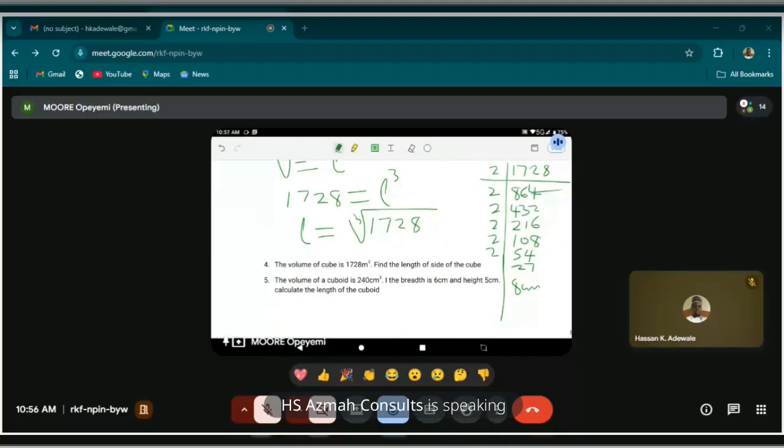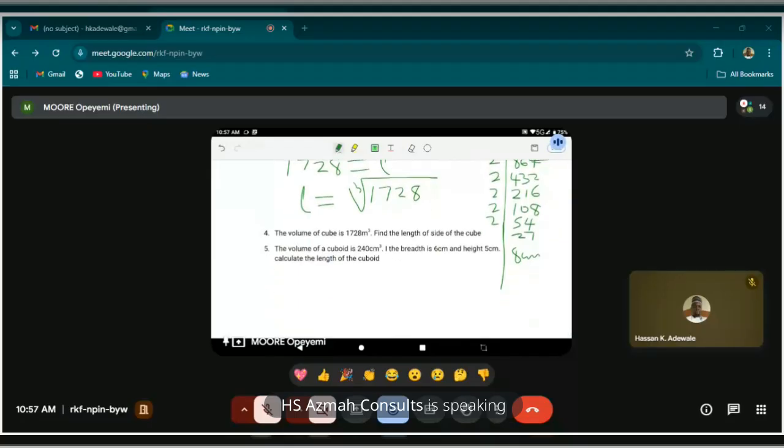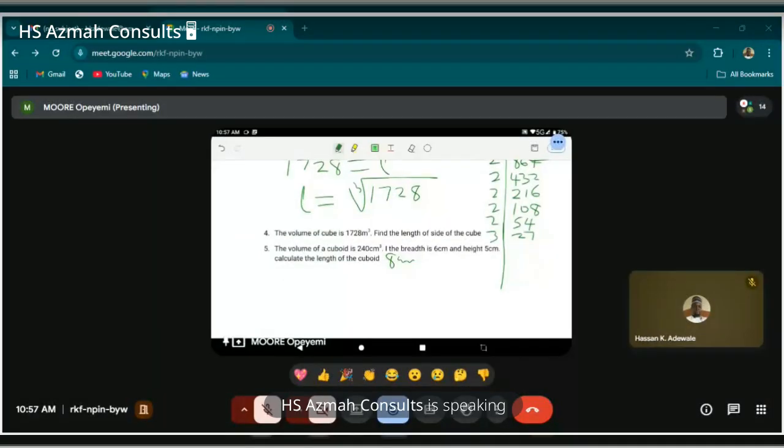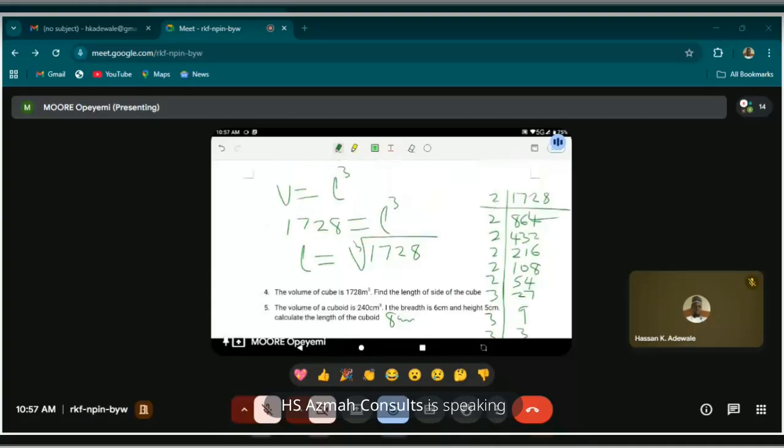Then the next number we are going to make use of, this one is 8. It's 3. So we use 3. 3 goes in 27, 9. 3 again. 3. 3 again. 1. Now, because you are looking for cube roots, we are going to pair the numbers 3, 3.